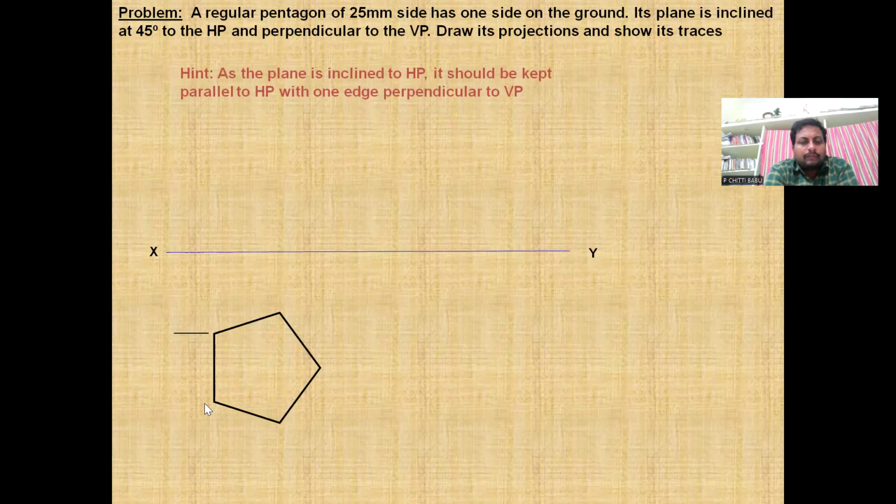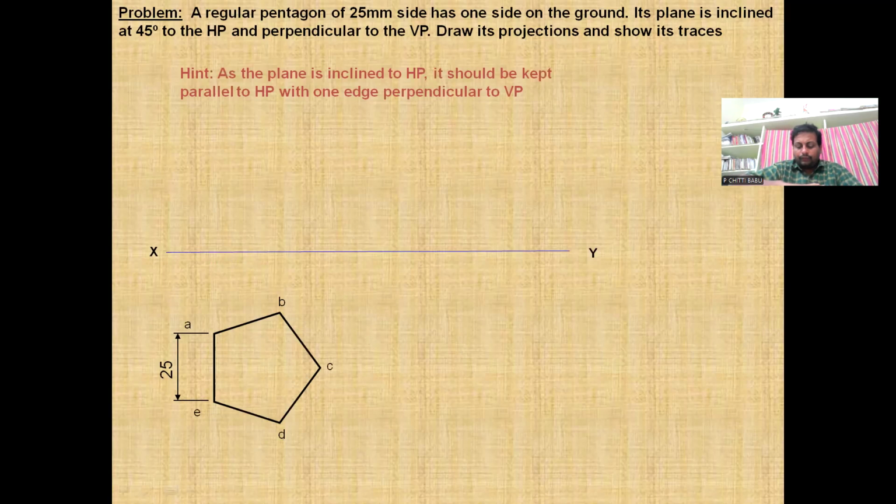So first we need to draw the pentagon of side 25 mm. Each side will be 25 mm. The outer angle will be 72 degrees, the inner angle will be 108 degrees. So first we draw the pentagon and name all the corners A, B, C, D, E. Now project all the points to the vertical plane. So this is the top view. What will appear in the front view?